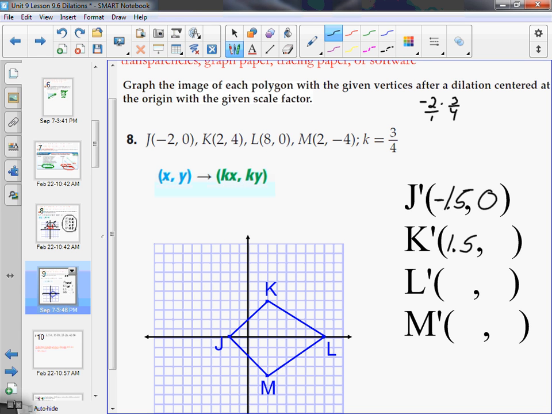All right, what's 4 times 3/4? 3, isn't it, right? 4 over 1 times 3 over 4. The 4s divide out, leaving you with 3, or 12 over 4, 3. What's 8 times 3/4? So that's a 6. 0 times 3/4 has to be 0 again. And we've done 2 times 3/4. That'll be 1.5. What's -4 times 3/4? -3.